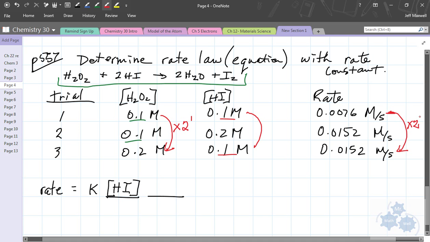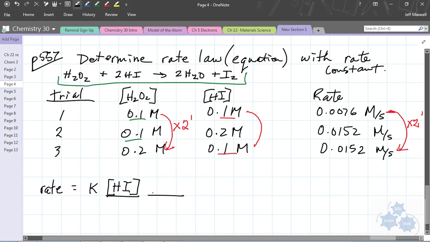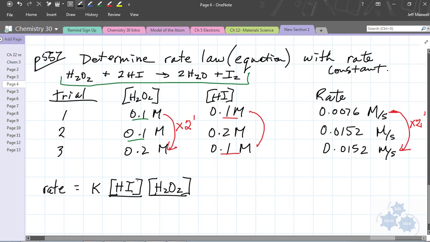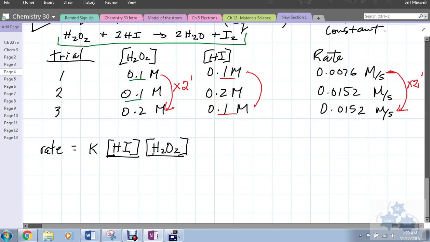Yeah, this one's pretty easy, isn't it? It's doubling as well. So we see that the rate is directly proportional to the change in HI and also the change in H2O2. To the power of what here? 1. Yeah. Okay, that's pretty easy, right? So here's our rate expression here, or our incomplete rate equation. Rate law, rate expression, rate equation. The equation should have the value for K as well, so that's the complete equation. So that's what we're going to do next.